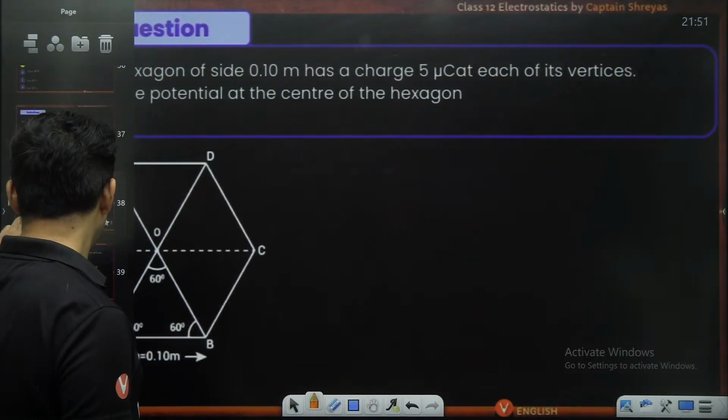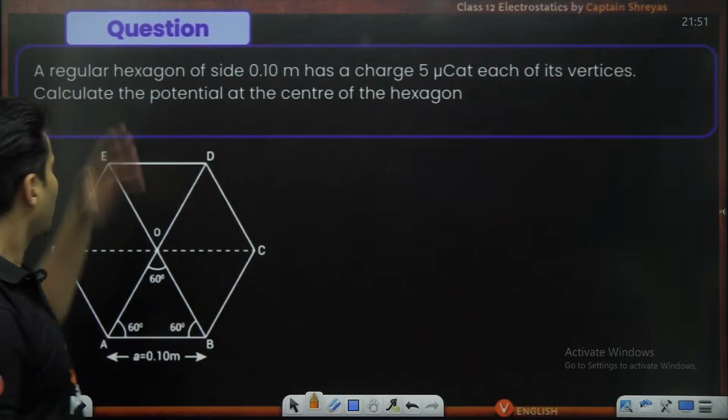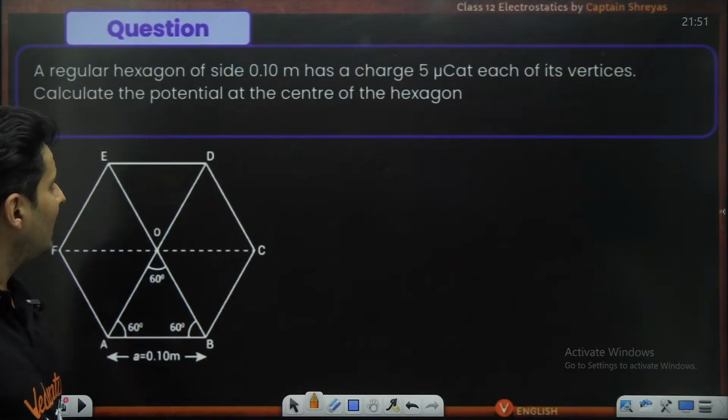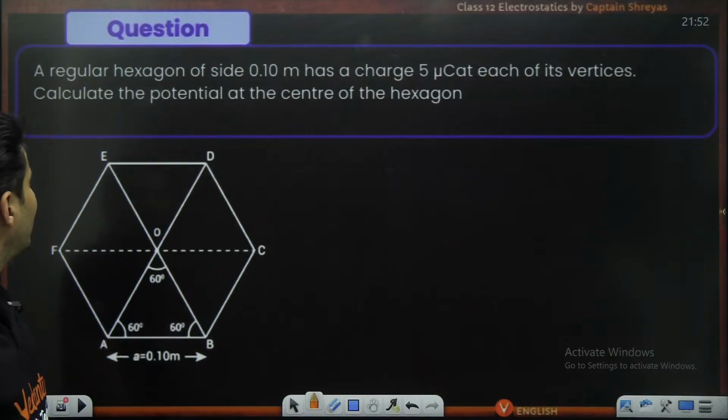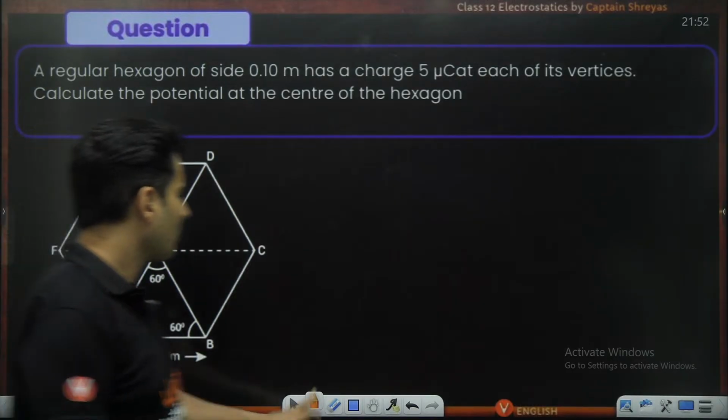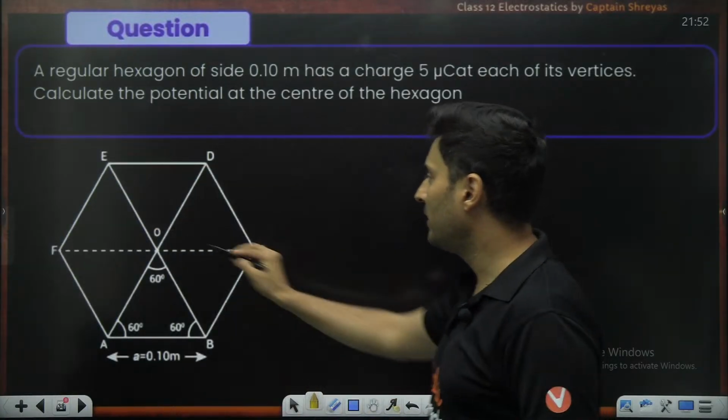Okay, let's do another question coming up on your screen. A regular hexagon of side 0.1 meter has a charge of 5 microcoulomb on each of its sides. Calculate the potential at the center. How much is the potential at the center?